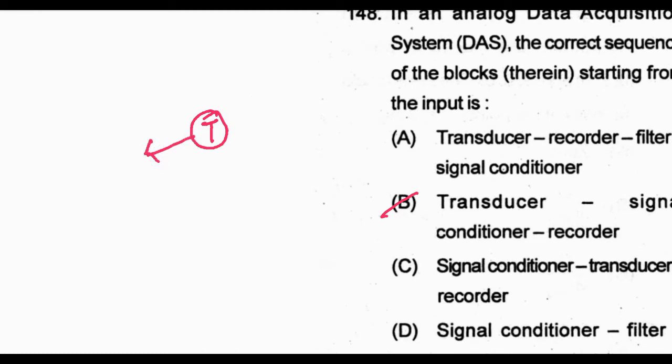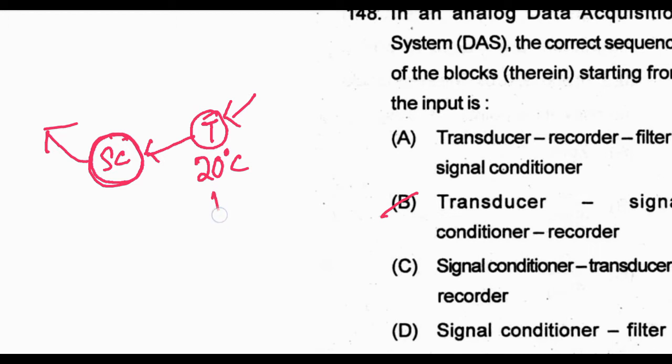What does a signal conditioner do? A signal conditioner is the circuit which measures the output of the transducer. Suppose the room temperature is 20 degrees Celsius. The signal conditioner will check the value and compare our human input, the standard value, with that actual value. This is called the process value.